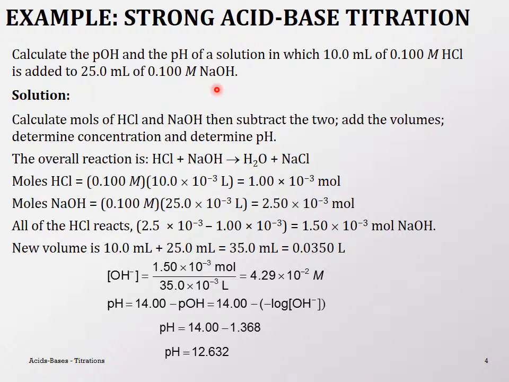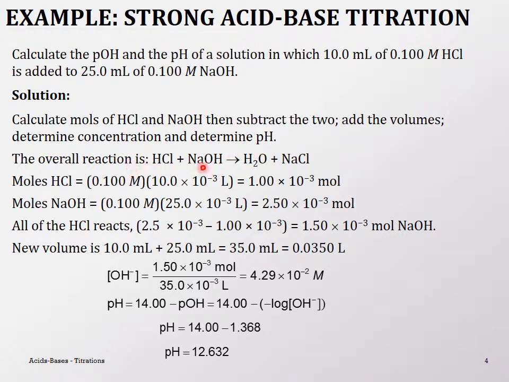Okay, so which means that you have a strong acid and a strong base titration going on over here. So let's see what happens. What you will do is calculate the moles of sodium hydroxide and the hydrochloric acid and see whichever one is higher and then subtract the two. You will then add the volume of both, which is 10 plus 25, and that is 35 milliliters, and then you will determine the concentration, and then you will determine the pH. So it's kind of like a 4-step process. Okay, so let's take it step by step.